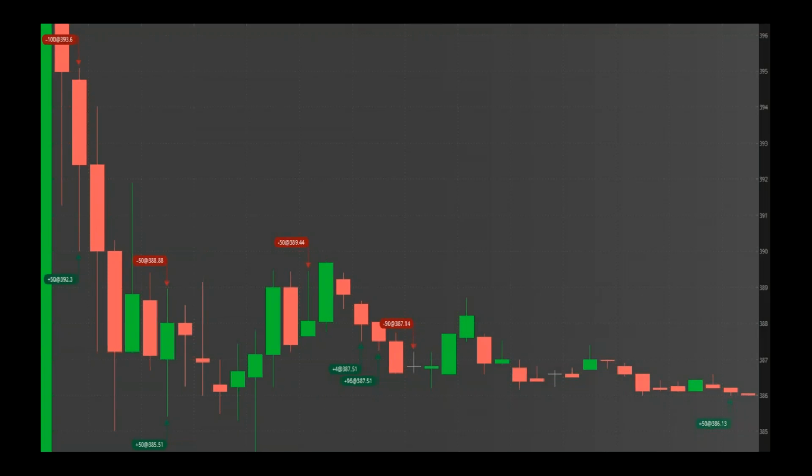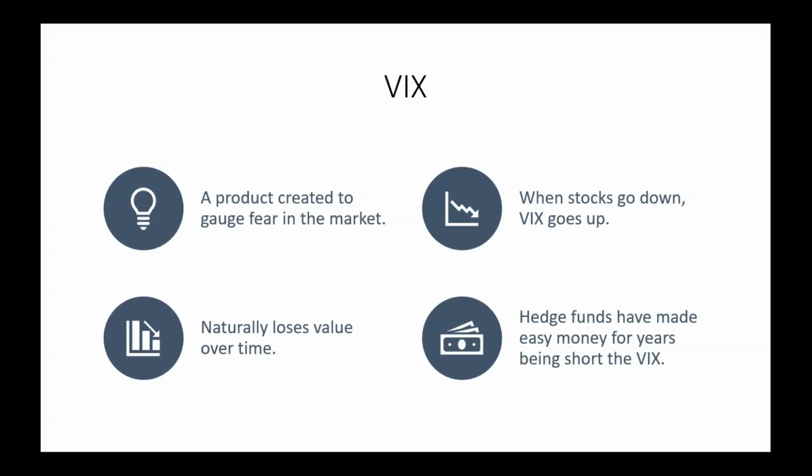All right, so let's talk about some other ways that we can actually short the market. I want to talk about the VIX. Now, no one really had heard of the VIX until February. This most recent February, the VIX was kind of secretive. No one really traded the VIX until this last February.